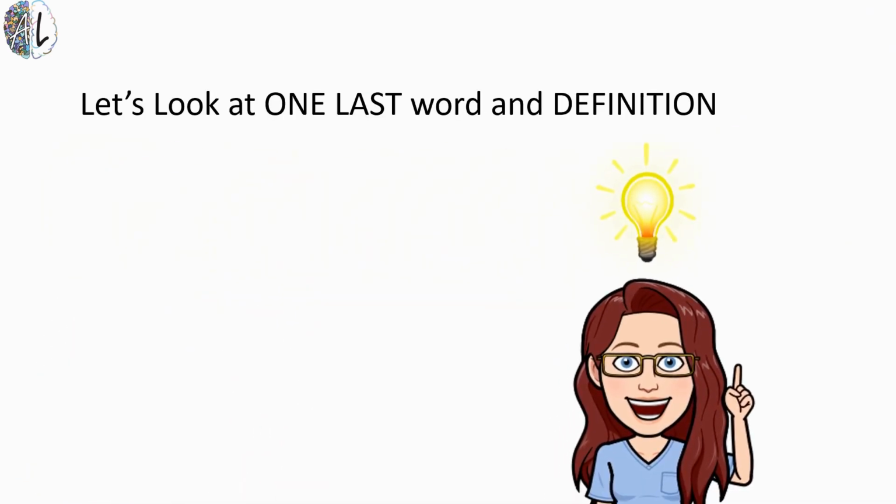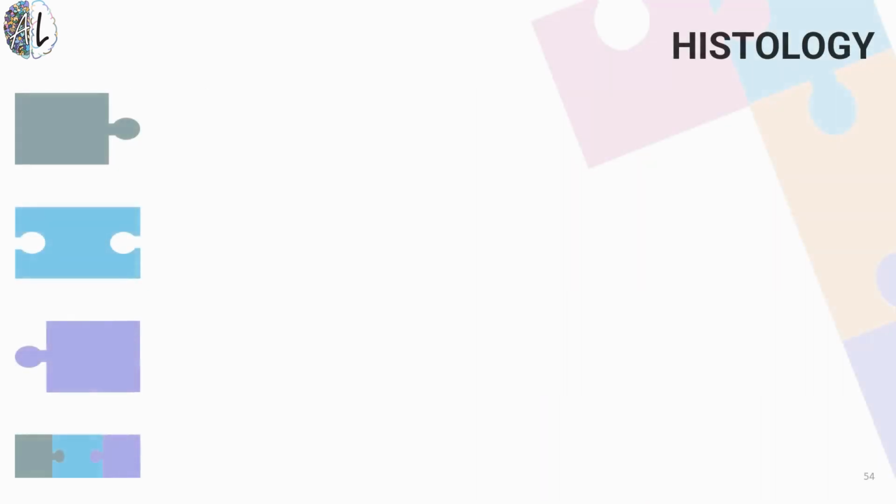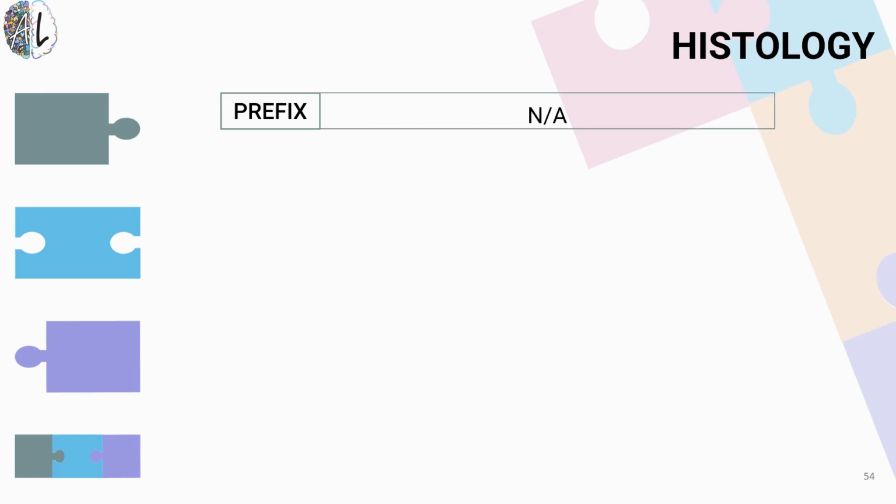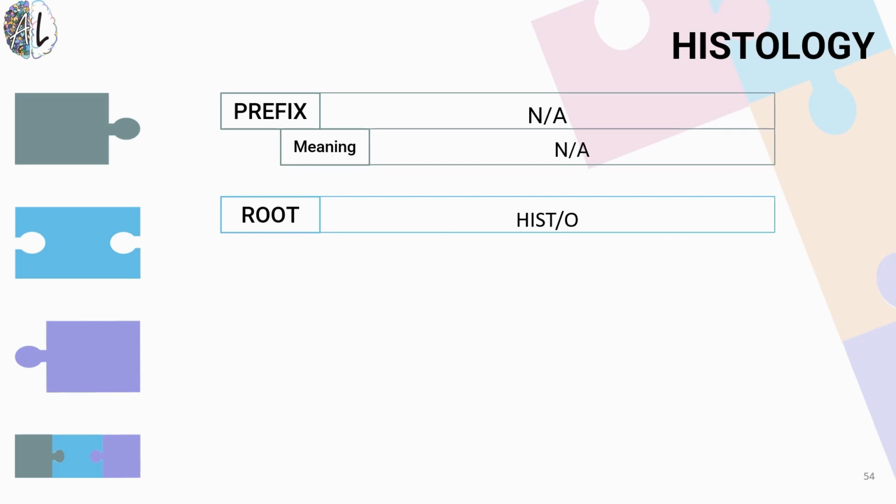Let's look at one more. Histology. Histology. Go ahead and hit pause if you need to before you look at the definition. All right, there is no prefix in this term. However, there is a new root term. The new root term is histo. Histo is how you pronounce that. And that happens to mean tissues. Tissues are things that cover the body, like your skin. We'll take a look at that in a future unit.